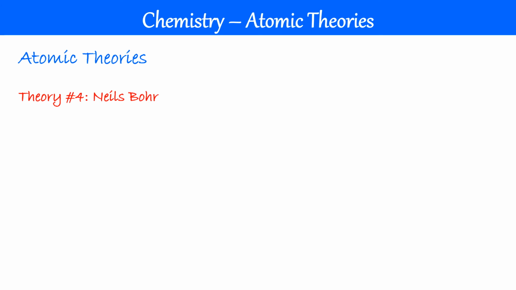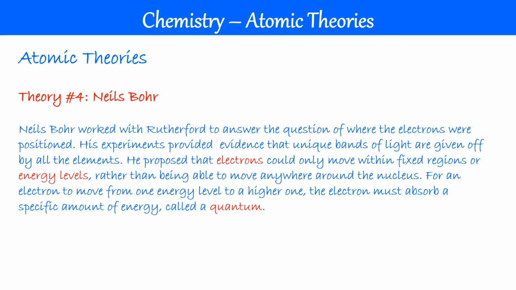Theory number 4, Niels Bohr. Niels Bohr worked with Rutherford to answer the question of where the electrons were positioned. His experiments provided evidence that unique bands of light are given off by all the elements.